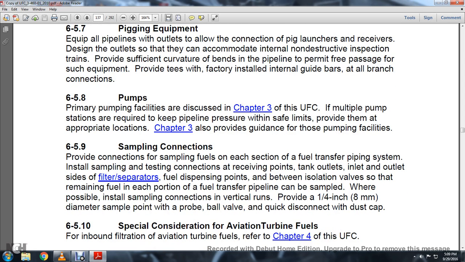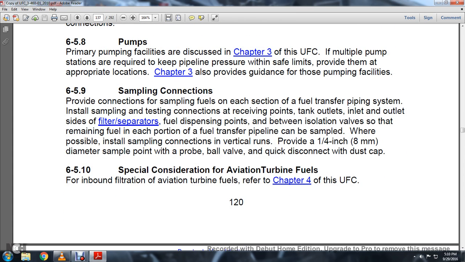6.5.9 Sample connections. Provide a sample connection on one section of each fuel transfer piping system, and install sample connections at the receiving point, tank outlets and inlets, the inlet and outlet sides of filter separators, and fuel dispensing points, between the isolation valves so that the remaining fuel in each portion of the fuel transfer pipe can be sampled where possible. Install sample connections in vertical runs, provided with a 1/4 inch diameter sample point with a probe ball valve with a quick disconnect with a dust cap.